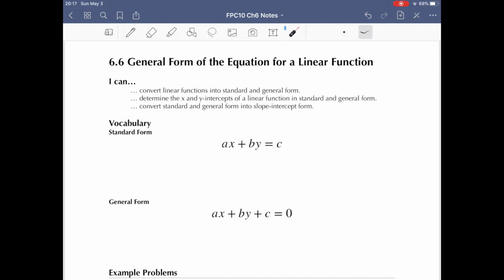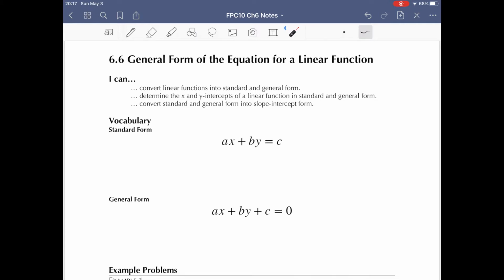All right, so let's look at what standard form and general form are. Standard form is simply an equation that looks like this: ax plus by equals c, where a, b, and c are numbers. They have to be specific types of numbers. In general, standard form is not that useful. It's most useful for figuring out both the x and the y intercept.